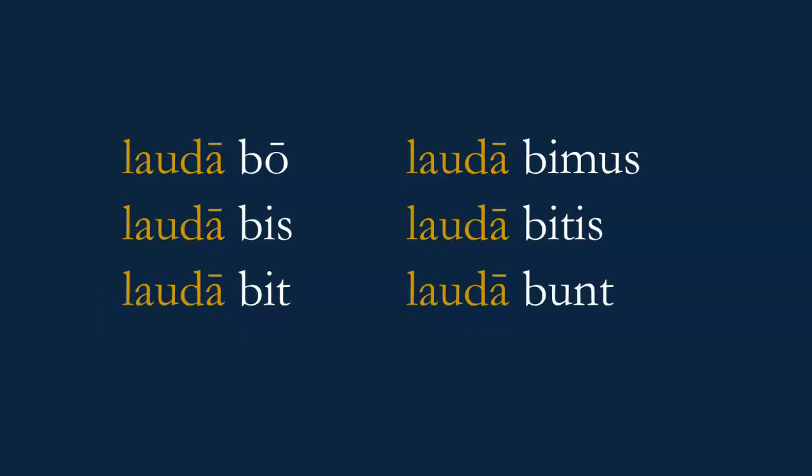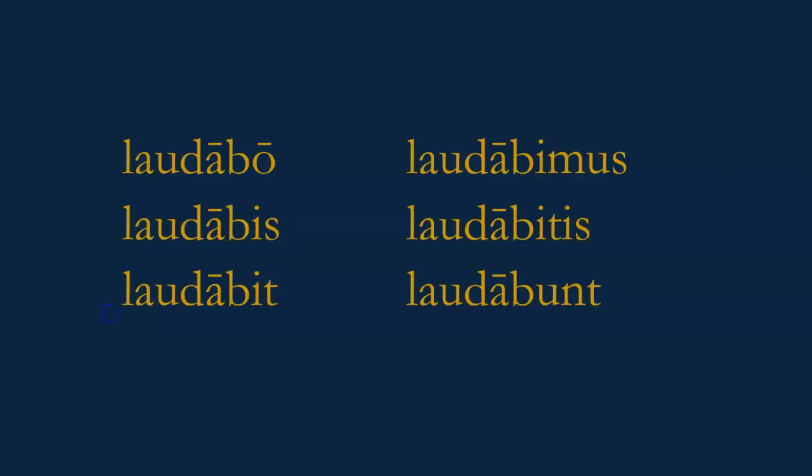Now let's put the future tense endings onto our present stem and conjugate laudo together in the future. Say this out loud with me. Laudabo, laudabis, laudabit. Laudabimus, laudabitis, laudabunt. Note that pattern of the vowels. This is the vowel that's following the B. We get bo, bi, bi, bi, bi, bu. That's O, 4 I's, and a U.